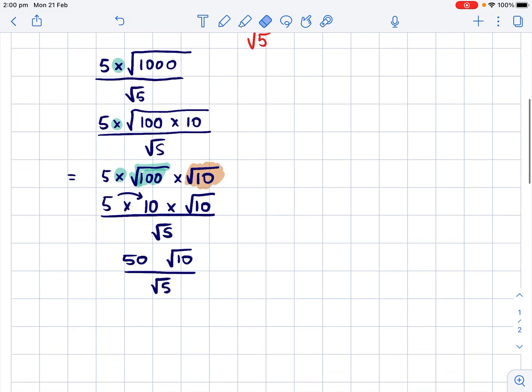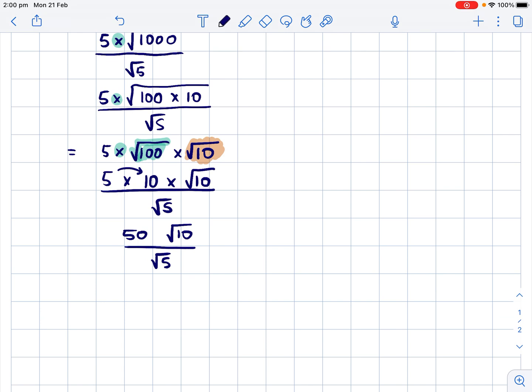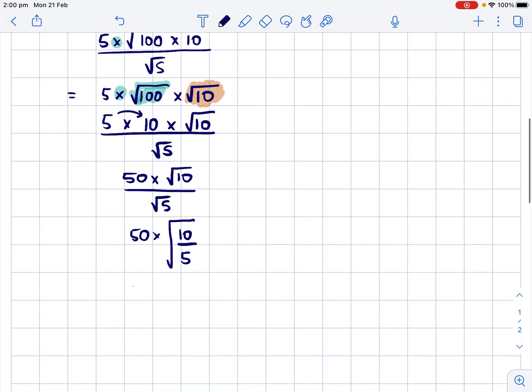But like in that first example, the square root of 10 over the square root of 5, I could write that, and I'll put the times sign back in so you can see it, as a singular square root sign. And my purpose for doing this now is I know that 10 divided by 5 is equal to 2. So it becomes 50 times the square root of 2. 10 divided by 5 is just 2. So here's my final answer of 50 root 2.